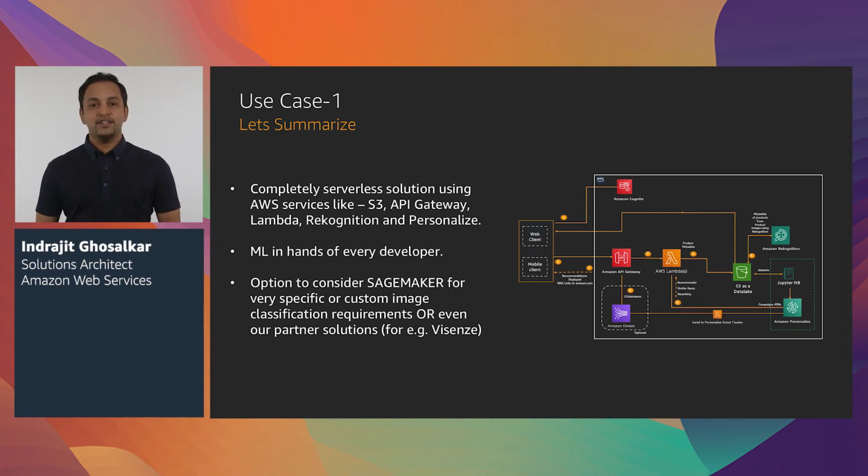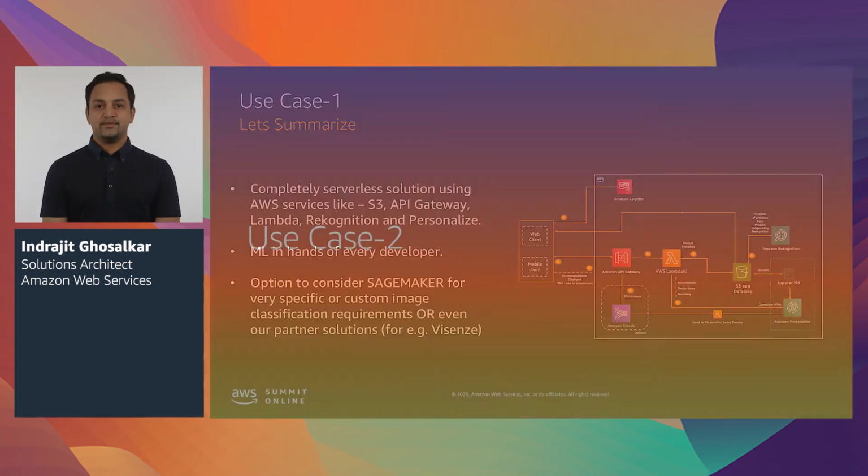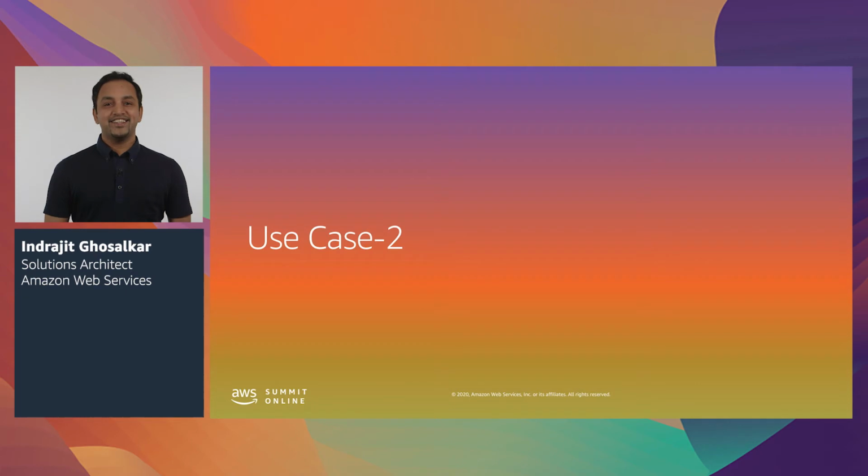Now, if you have some specific use case or custom use case, you can always consider Sagemaker, which is apparently core to my second use case. Or you can check out our partner solutions, for example, vSense, who has done some fantastic work in image analysis and visual commerce. Request you to please check them out if needed. Awesome. This sets up good foundation to move on to my second use case, which is powered by Sagemaker.